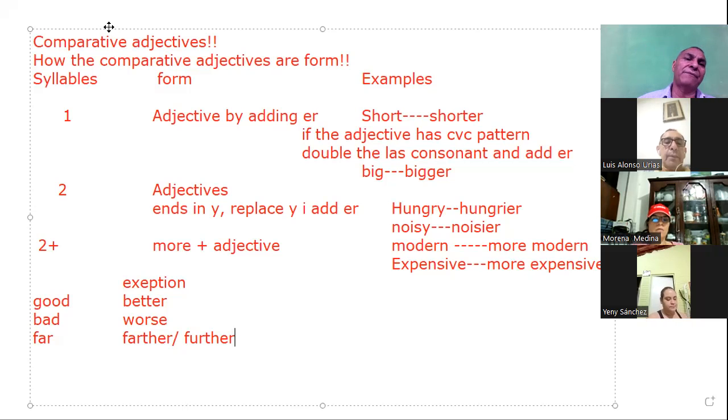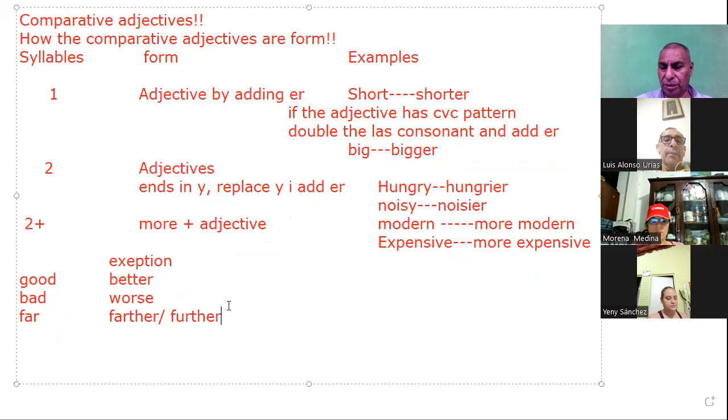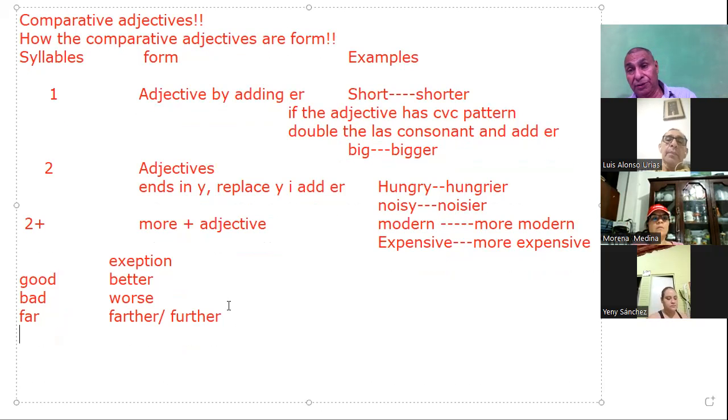Okay, and we have more exceptions to the rule. These are just examples, but there are a lot more exceptions to the rule. This is just an example I'm using for you, so you can have an idea when they're talking about exceptions to the rules. Okay. Any questions on how to form comparative adjectives?